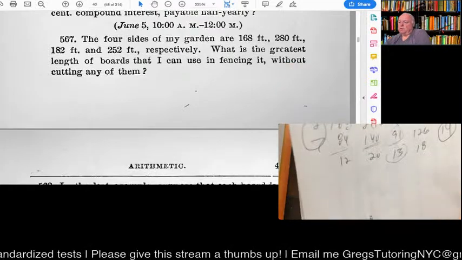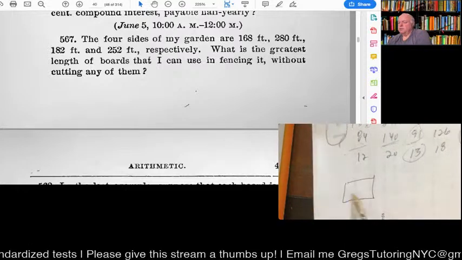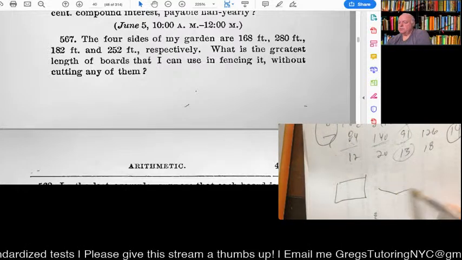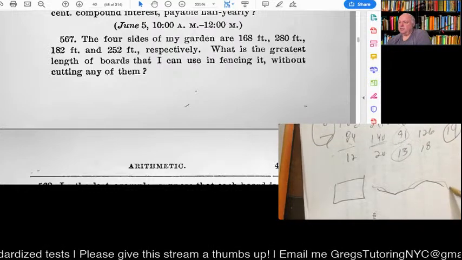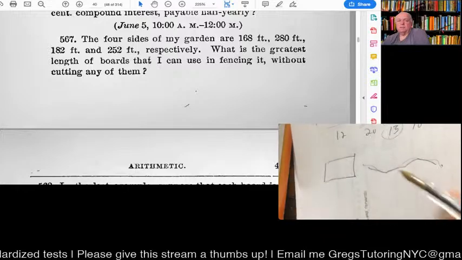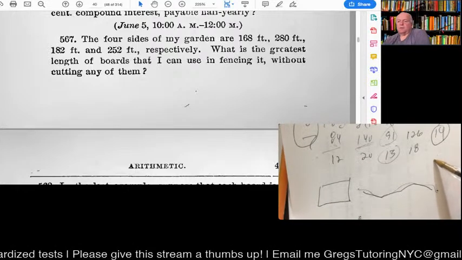So if we have four sides, that's the 4 numbers there. What we want to do is unravel it. That's our 4 parts, and find out the length of the whole thing. All right, so what do we have?